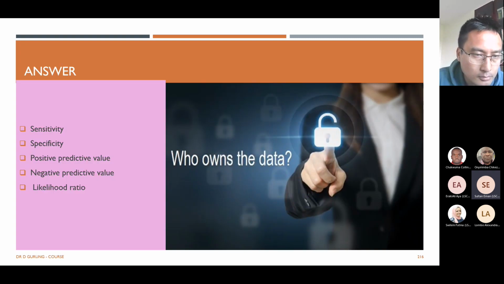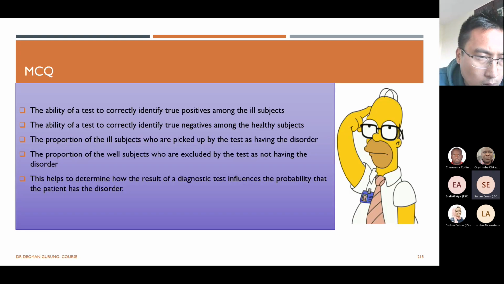Sometimes it is confusing to tell the definitions of sensitivity, specificity, positive predictive value and negative predictive value apart. What is the clue? Sorry, can you repeat the question again? The first four sentences, to identify true positives in the ill subjects, the difference between sensitivity, specificity, positive predictive value and negative predictive value.